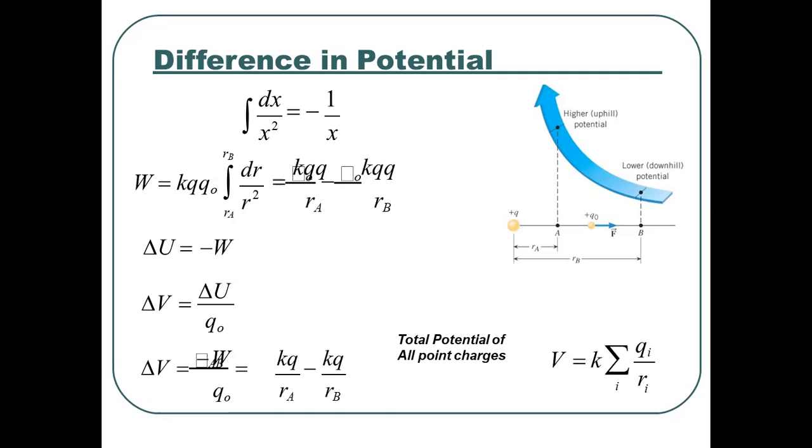Total potential of all point charges. Your V now is equal to this. Kindly memorize this: the voltage is equal to Coulomb's constant multiplied with the summation of individual charges over their respective distances, with i as your lower limit and your upper limit depending on the number of charges.